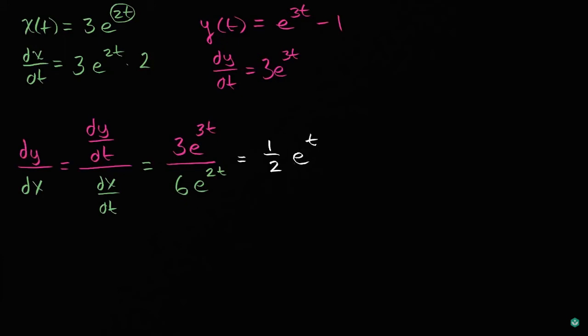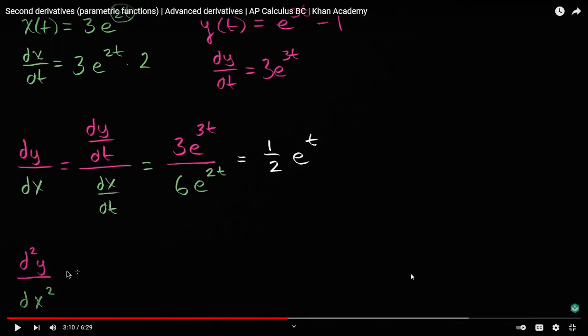Now, how do we find the second derivative? How do we find the second derivative of y with respect to x now? And I'll give you a hint. We're going to use this same idea. If you want to find the rate of change of something with respect to x, you find the rate of change of that something with respect to t and divide it by the rate of change of x with respect to t. So you did it with the first derivative.